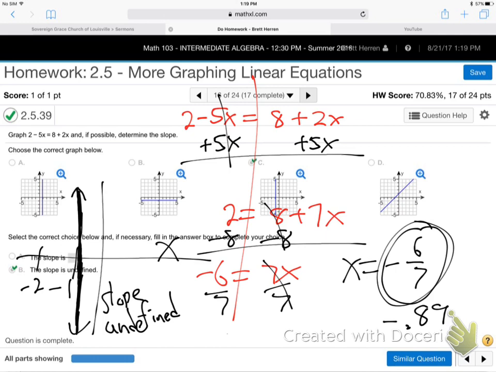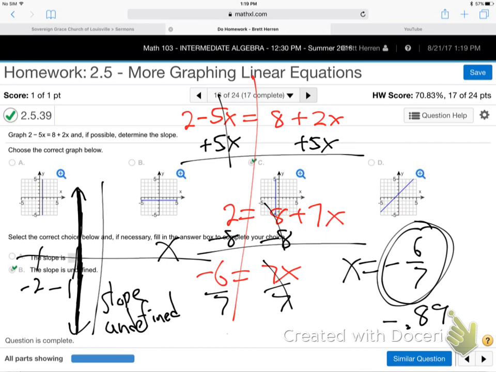A million's not big enough. It's perfectly steep is what that means. So straight up and down lines, their slope is undefined. Perfectly straight up and down. Does that make sense on that? The minus 6/7 is not the slope because that's not next to x, is it?